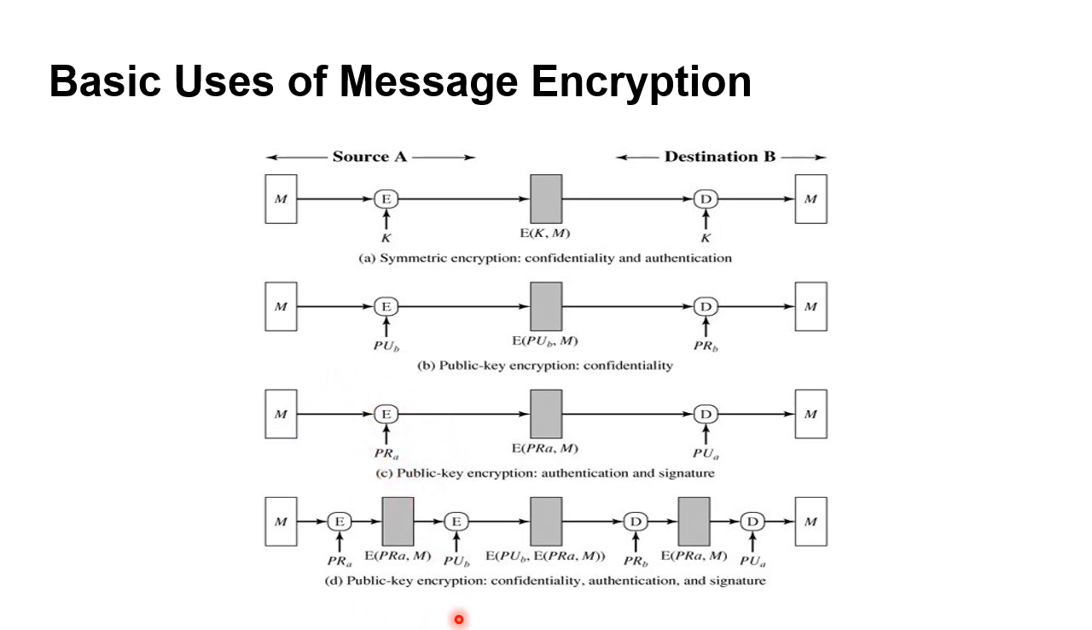And the final diagram tells about public key encryption again, and it ensures confidentiality, authentication, and signature. The message is encrypted using the private key and sent in the communication channel. Again, it is double encrypted using the public key of the receiver, and then it is sent, and the receiver performs the remaining reverse process. So all these diagrams depict the basic uses of how message encryption can be used to ensure confidentiality and authentication.